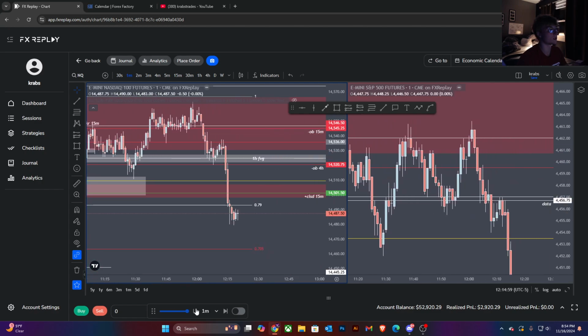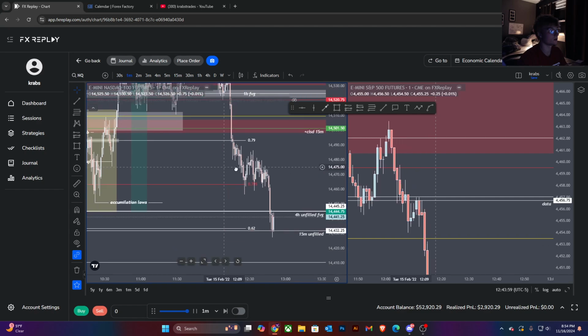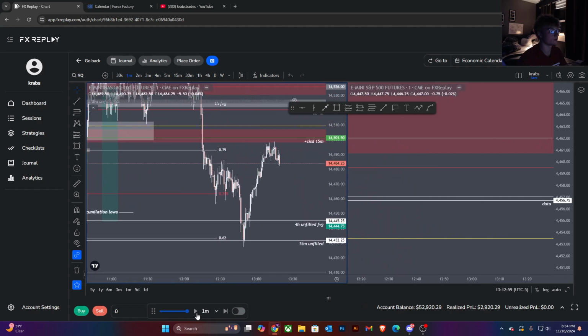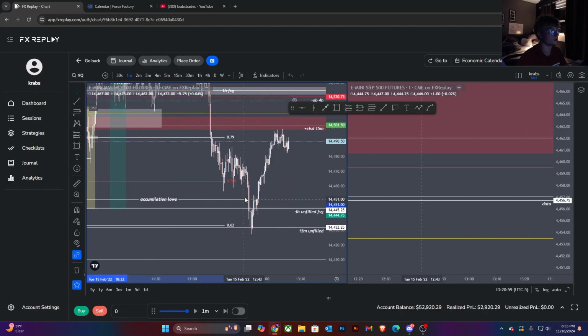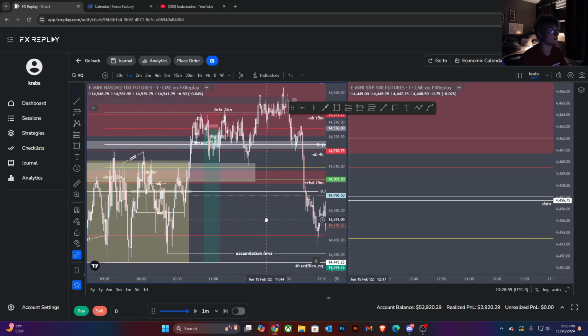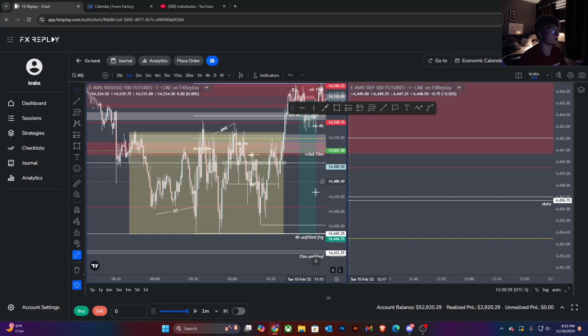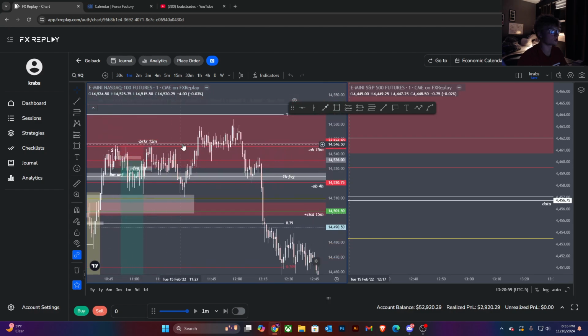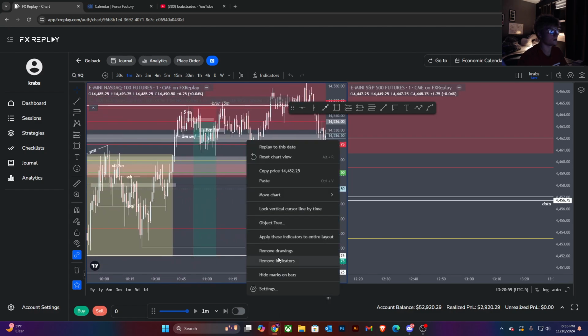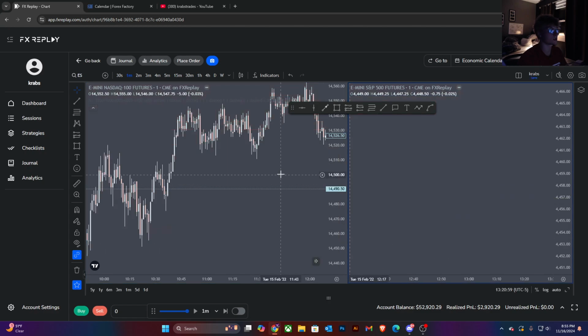Bro, horrible price action, but draw on liquidity was right. Horrible price action though. Good draw on liquidity though. 4-hour unfilled fair value gap. Just yeah, absolutely insane PA here. All this chop here. But yeah, let's go to the next day.